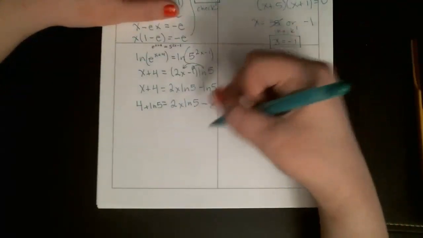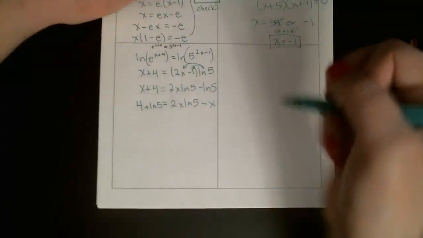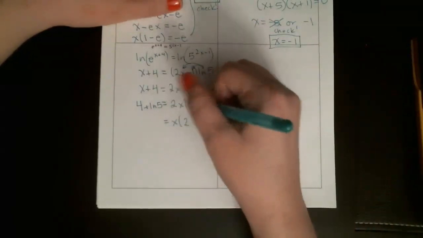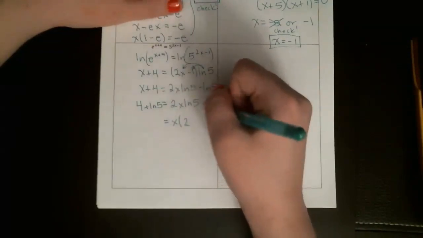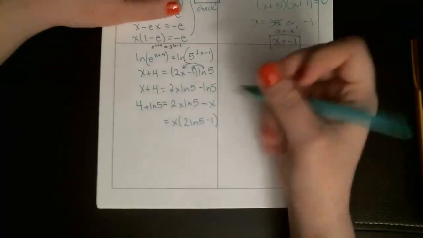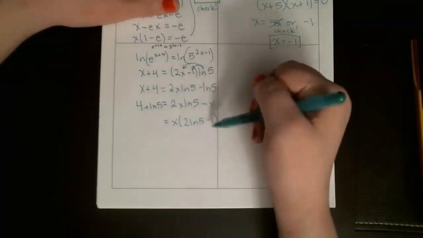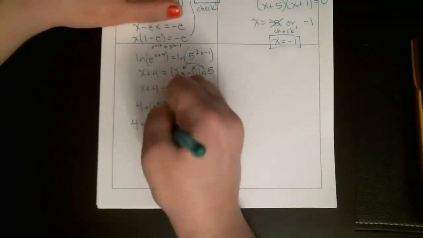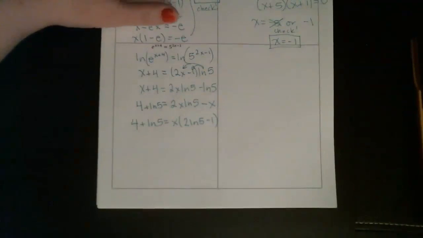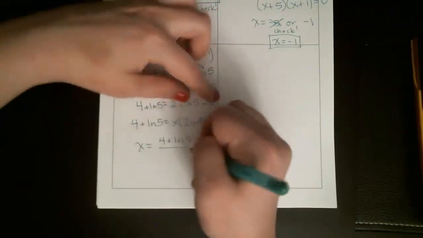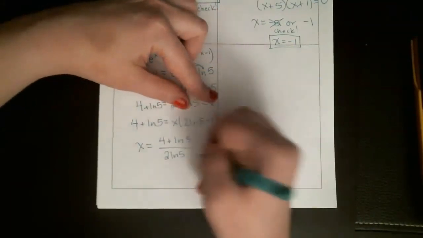Okay, so x is on one side of the equation. That's really good if we're solving. This, once again, is a little tricky because you can't just add the 2 natural log 5 to the -1, but you can factor. And that would tell you that the coefficient that you should get for x is 1 less than 2 times the natural log of 5. And then your last step here would be to divide. So we get x equals 4 plus the natural log of 5 over 2 natural log 5 minus 1.